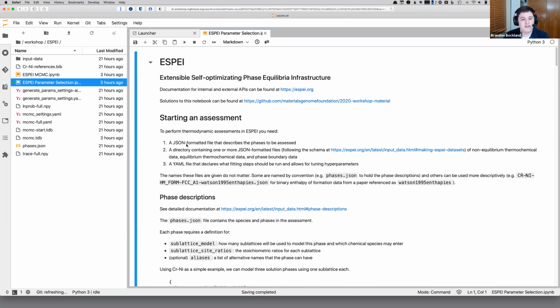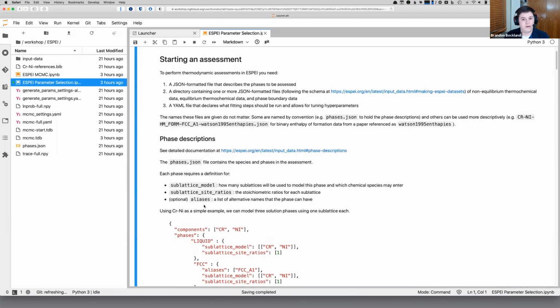So you'll need a JSON formatted file that describes the phases that we want to assess and their models. You'll need a directory that contains all of our ESPEI datasets, and instructions on how to format them are here, and I'll talk a little bit more below with some examples. And then you'll need a YAML file that will tell ESPEI what settings to run with, allows you to tune hyperparameters, and tells where these files are, for example. And again, we'll talk all about that in a moment.